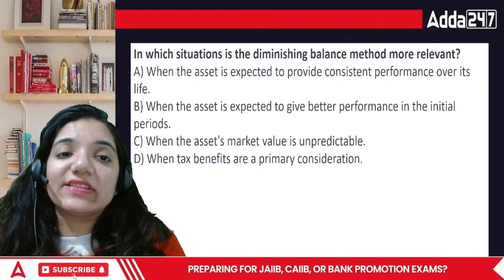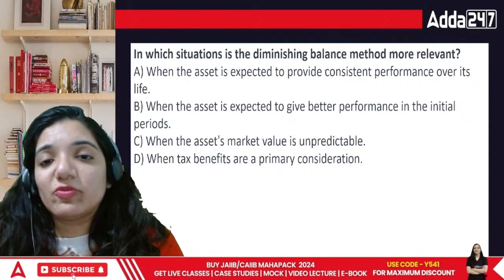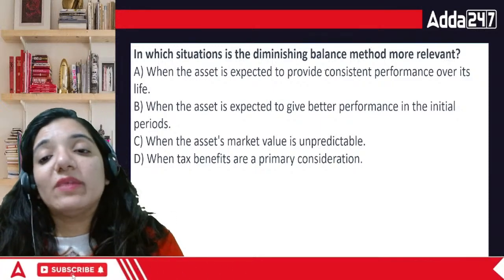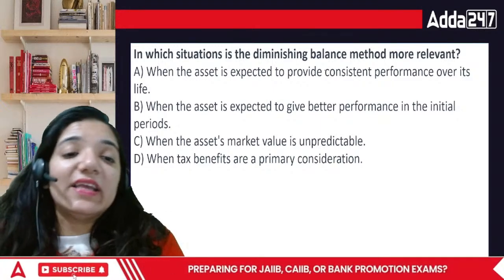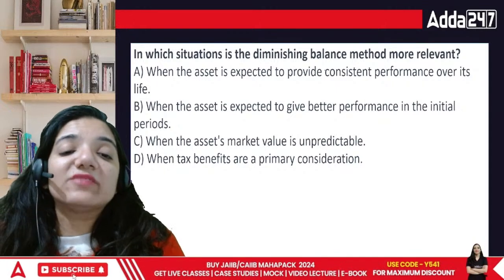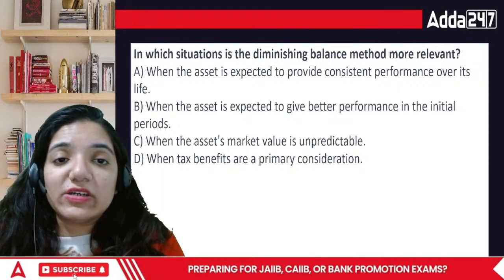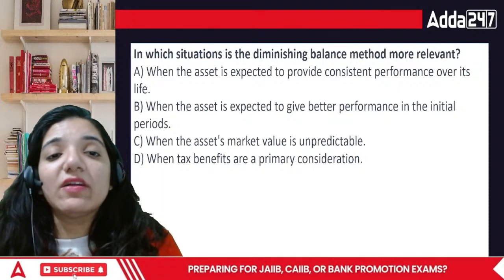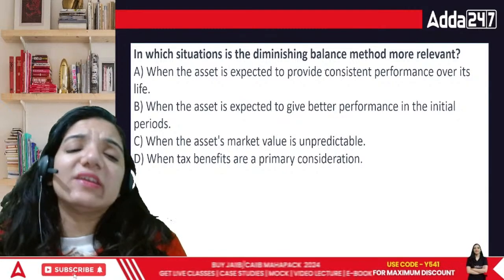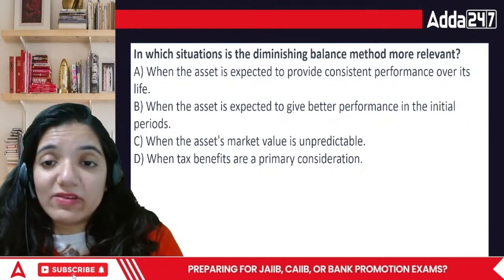In which situations is the diminishing balance method more relevant? When the asset is expected to provide consistent performance over its life, when the asset is expected to give better performance in the initial periods, when the asset's market value is unpredictable, or when tax benefits are a primary consideration. When we talk about the diminishing balance method, you are using the asset more in the initial years, and then it would stabilize. So the depreciation in the initial years on the basis of rate would be more.